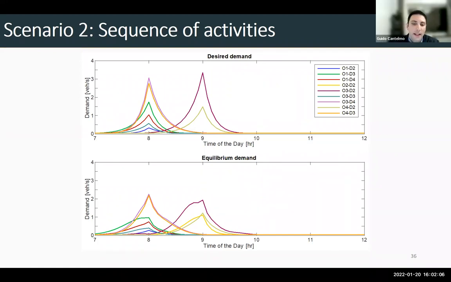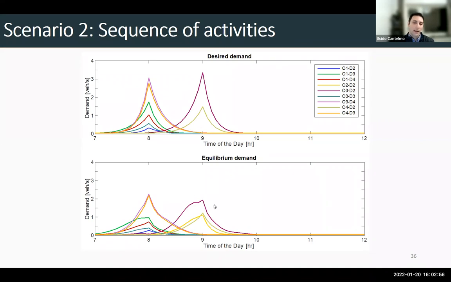Thank you. No, so in this case, the desired demand is basically how the demand would look if you had infinite capacity. So if travel times are zero, or free flow travel time, and every user could choose independently from all the others, that would be the desired demand. Of course, this doesn't happen. So the difference in the equilibrium is that you will have a lot of people competing, for instance, for 9 o'clock, and a lot of people competing at 8 o'clock. And because of this competition, some of the pairs will spread along the day. Specifically, you can see that O3D2, for instance, is the most heavily penalized, I'd say.